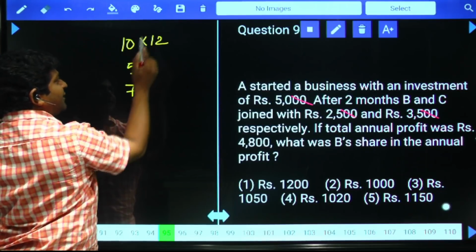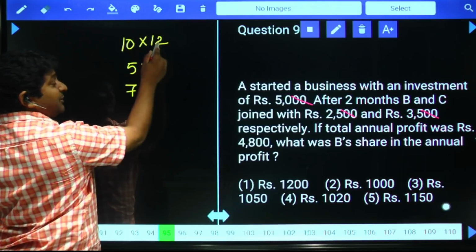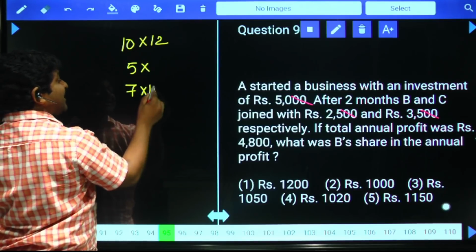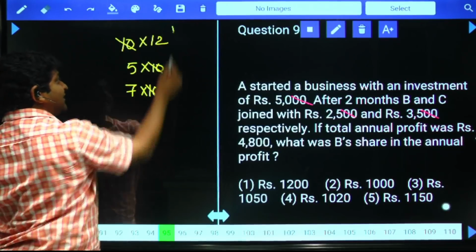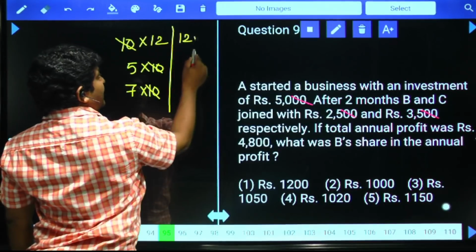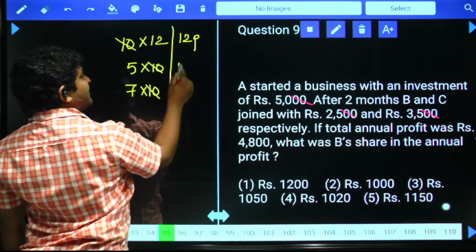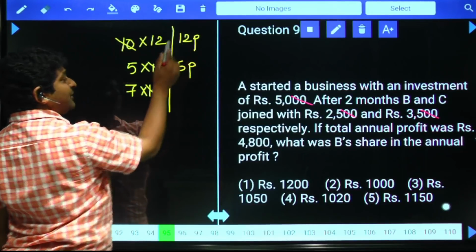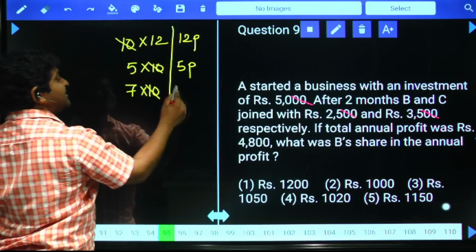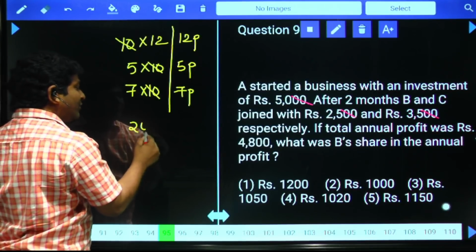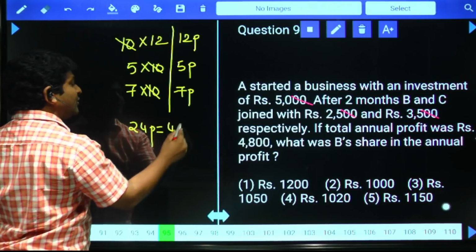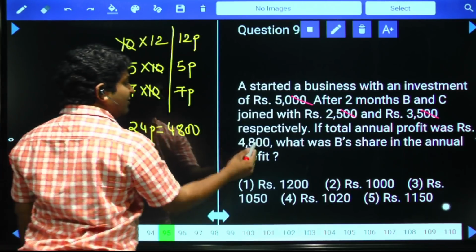A is going to be there for 12 months. B and C, they are going to be there for only 10 months. 10, 10, 10 gets cancelled. Now, A's profit is 10 parts for 12 months, that is 12 parts. B's profit 5 parts. C's profit 7 parts. Altogether profit 24 parts, which is equal to 4,800 given in question.